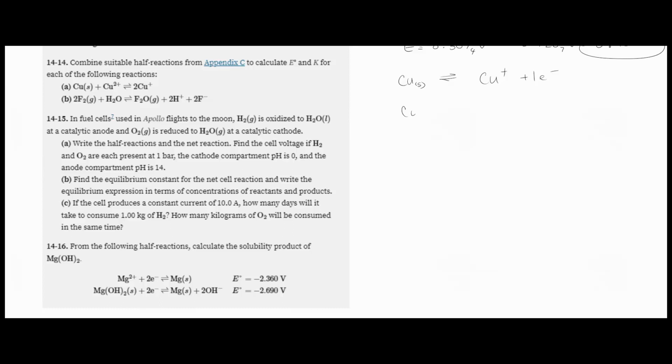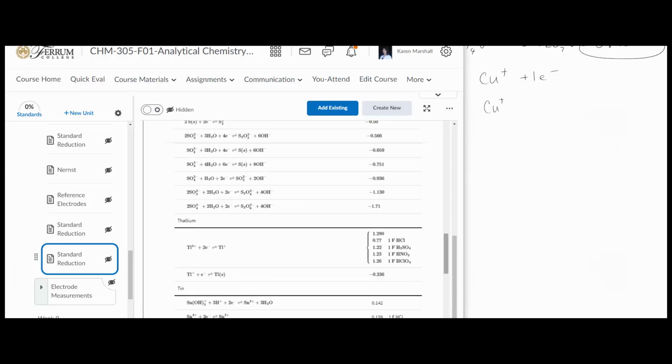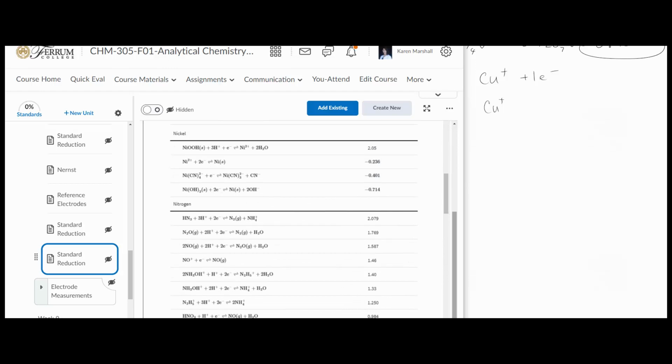Then I also have my copper 2, my aqueous copper 2, and it's going to be reduced. It's going to be reduced to copper 1 because that's all I have on my product side. So I know that these are the equations I'm looking for. So I go back over here and I'm looking for copper.